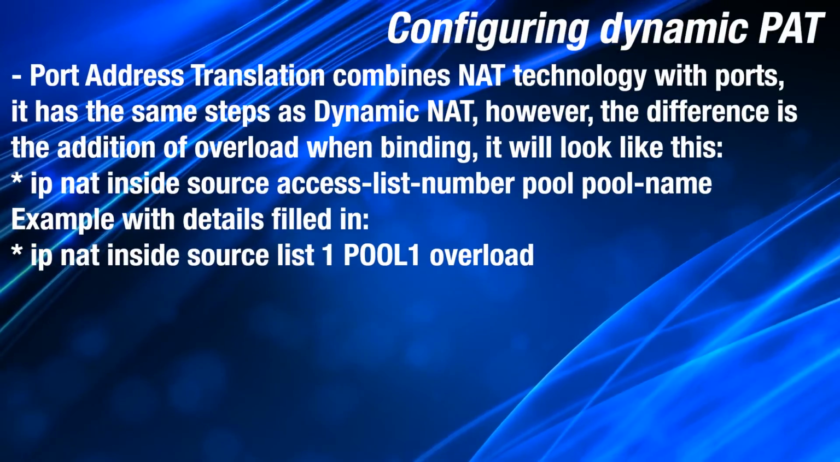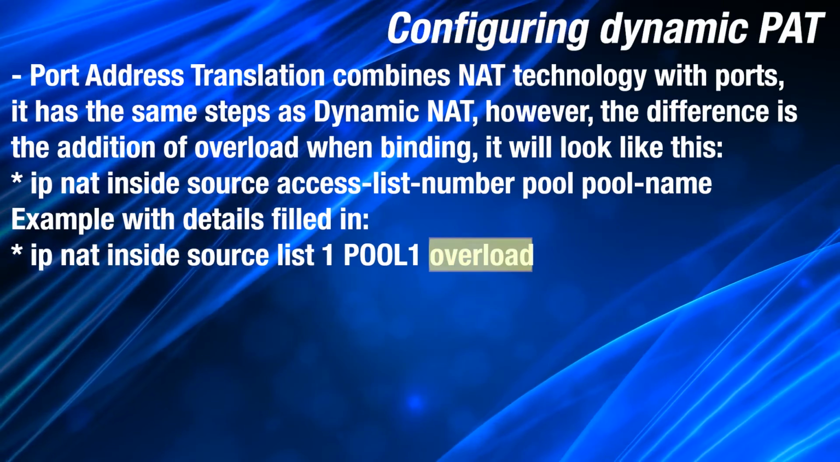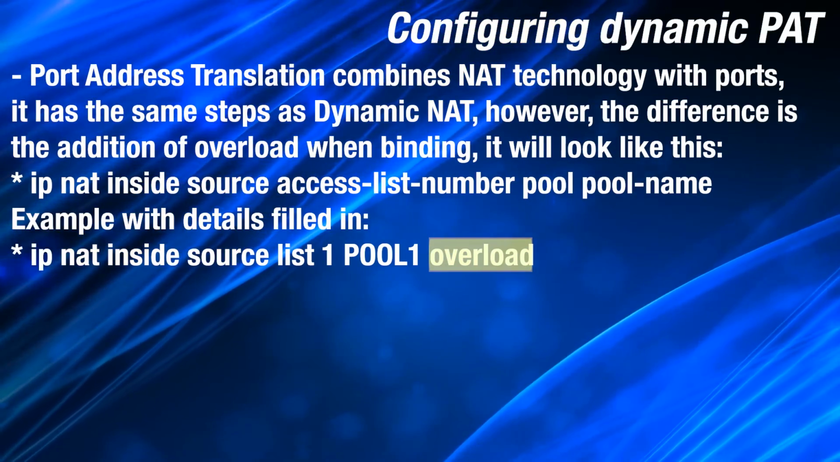If you want to configure PAT for a pool of IP addresses, you can refer to our steps on configuring Dynamic NAT. All you have to do is add overload to the end of this command. This will allow you to overload NAT.